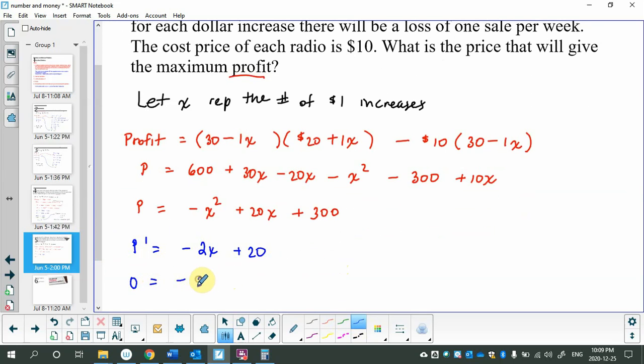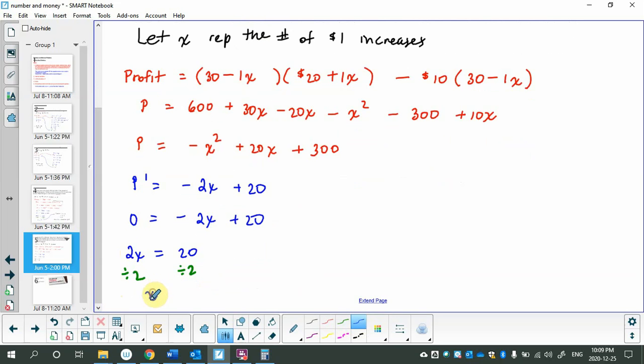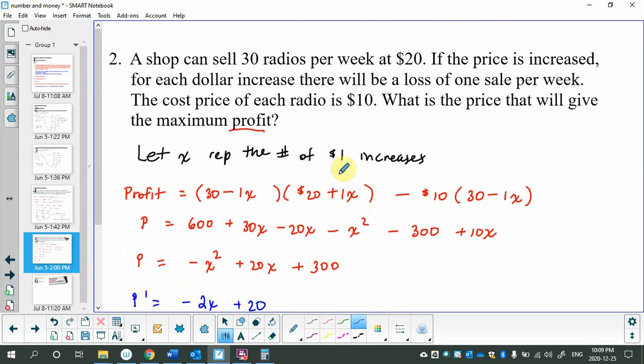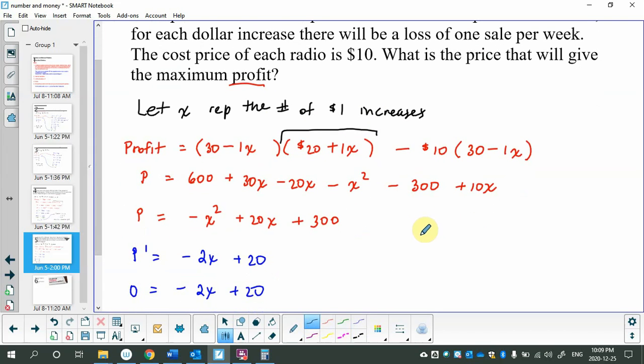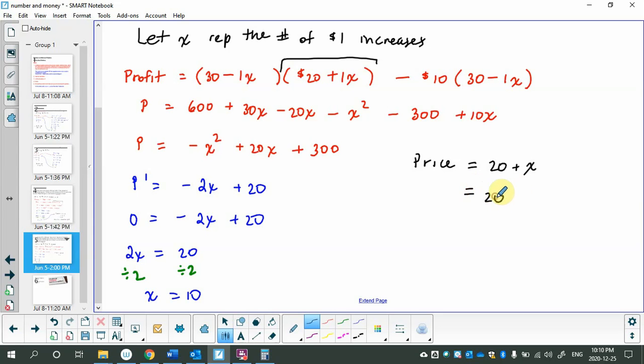Set it equal to 0. And get x by itself. And then reread the question. So these people are pretty greedy. They're actually going to increase by $1 10 times. But it says what is the price that will give the maximum profit? So we don't care about cost, except we had to factor that in. The price bracket is right here, because I was smart and put the $ sign in. So price is equal to 20 plus 1x, so 20 plus x. And x is 10.